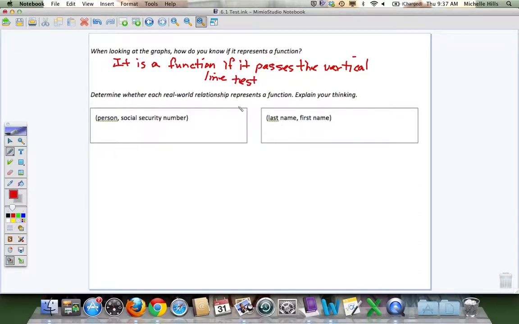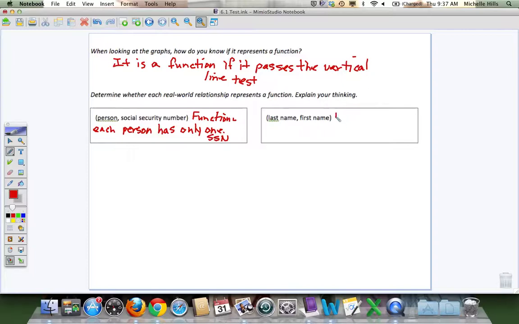Determine whether each relationship represents a function. Person and social security number, that's a function. Why? Each person has exactly one social security number. It has only one social security number. That is an okay shortcut because that's actually a shortcut that's used a lot in society. SSN is your social security number. So it's not like VLT, and what the heck is a VLT?